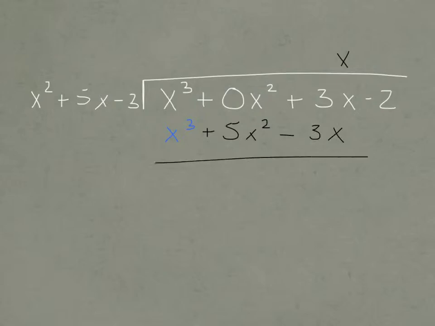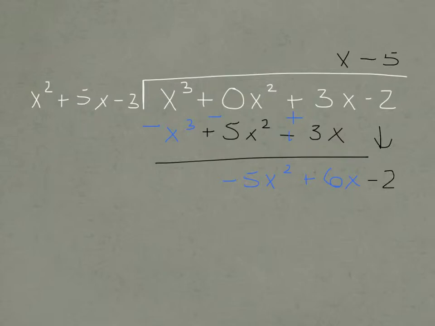Now I want to take the difference. So it's minus, minus, and minus. x cubed minus x cubed is 0. 0 minus 5x squared is minus 5x squared. And then here I get minus and negative is plus positive, so I get 6x. And now I'm going to look at these terms again, x squared and negative 5x squared. What do I need to multiply x squared by in order to get negative 5x squared? Negative 5. So we're going to put the negative 5 here.